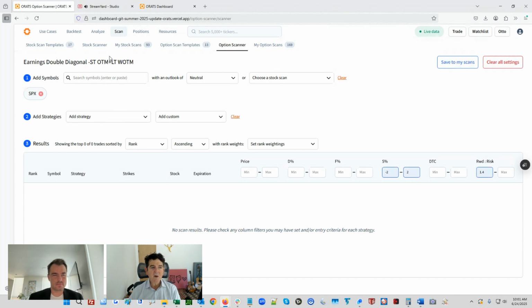To get to the scanner, you go to the scan, and then there's an option scanner. There's a stock scanner, and then we have templates. And then you can also save your own scan. So that's what all of the tabs are above. What we're going to be doing is building a custom scan.